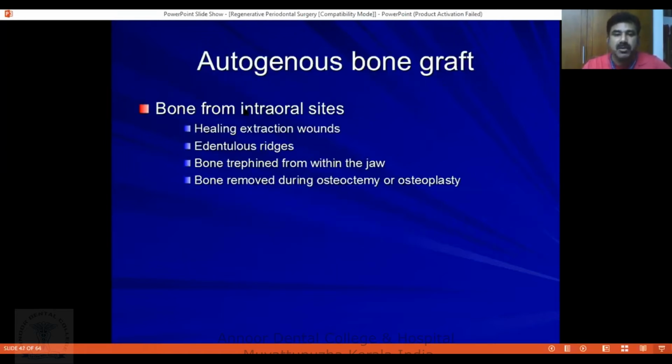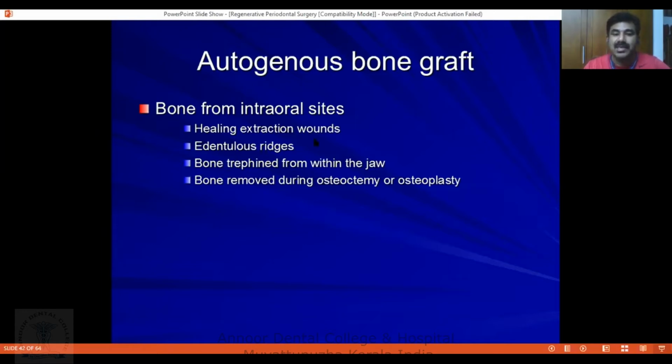Now, first we'll discuss the first type of bone graft, that is autogenous bone. That is the bone graft from the same individual. It can be classified into bone from intraoral sites or from extraoral sites. First, we'll discuss intraoral sites. Where are the intraoral sites from which you can get bone graft?